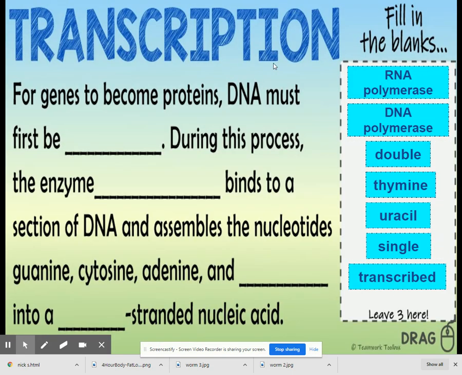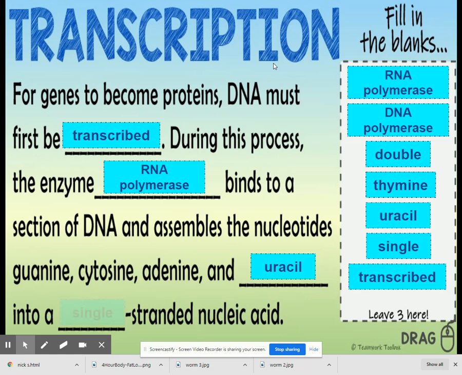So for genes to become proteins, DNA must first be transcribed. And then during this process, the enzyme RNA polymerase binds to a section of DNA and assembles the nucleotides guanine, cytosine, adenine, and uracil into a single-stranded nucleic acid.